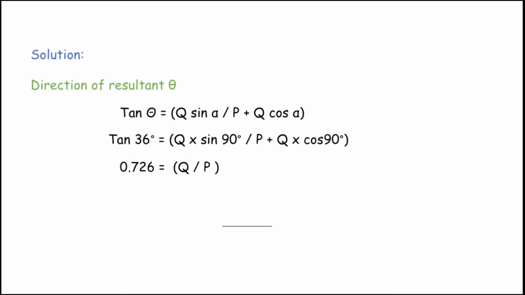Now I transfer the P from right side to left side, it becomes multiply. So 0.726 into P equals Q. Now the value of Q is 0.726 P. It becomes equation 1.